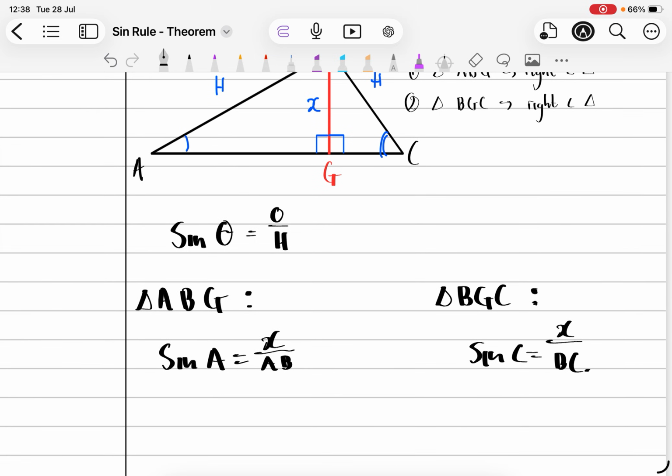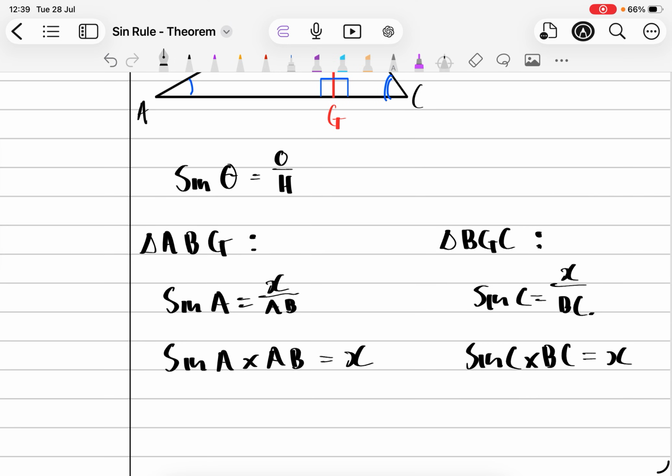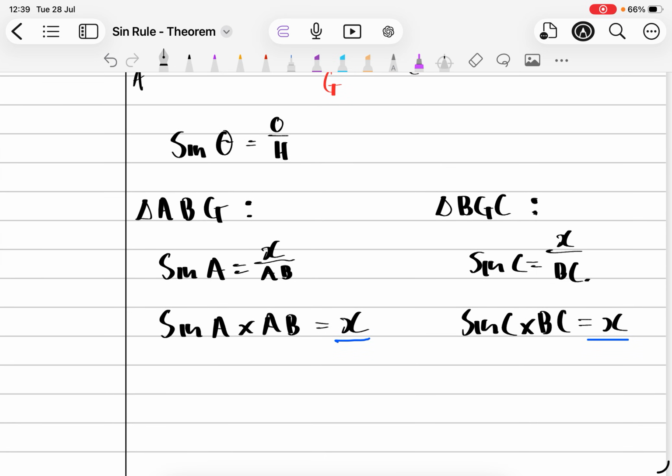If I rearrange this, I can have sine A multiplied by AB equal to the side X. I can also do the same thing and rearrange this formula by saying sine C multiplied by BC is equal to X. And then guess what? I now can equate the two triangles to each other, because both of them have an X, a side of X which is equal to each other. So substitution there makes things equal to each other.